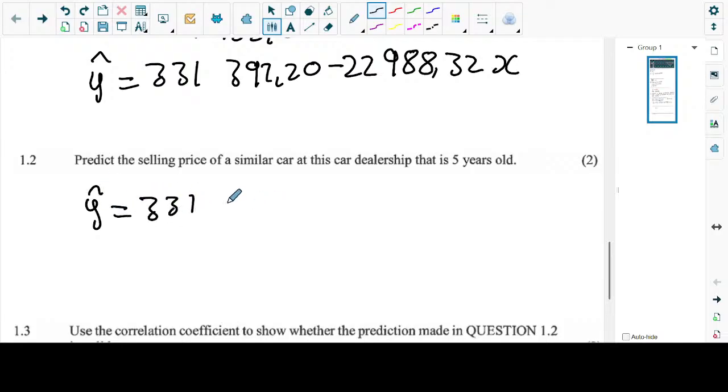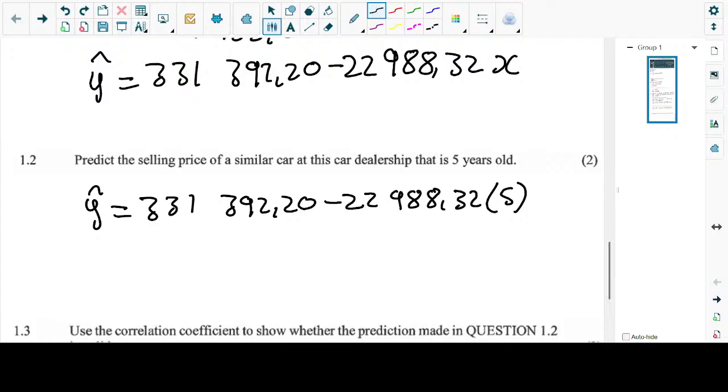So we have 331,397.20 minus 22,988.32 multiplied by 5. We're going to put it in our equation, but we want our calculator. You have 331,397.20 minus 22,988.32, open bracket, multiply by 5, close bracket, by which our y is going to be 216,450.6.